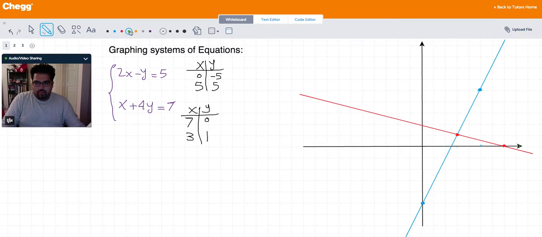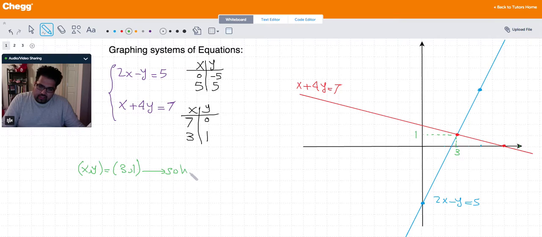So the blue line refers to 2x minus y equals 5, and the red one refers to x plus 4y equals 7. Now the goal is finding the intersection, because the intersection is going to be the solution of this system. That's a point which is on both lines, and that satisfies the system of equations. So if I read here, I have x equals 3 and y equals 1. So the point (x, y) equals (3, 1) is a solution for this system of equations.